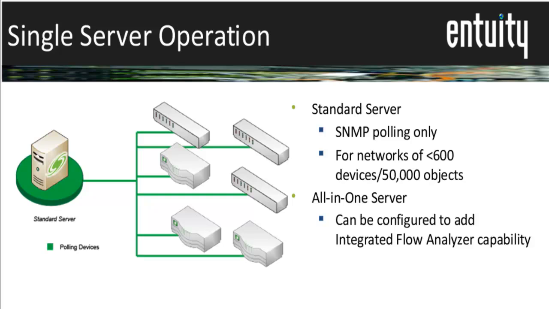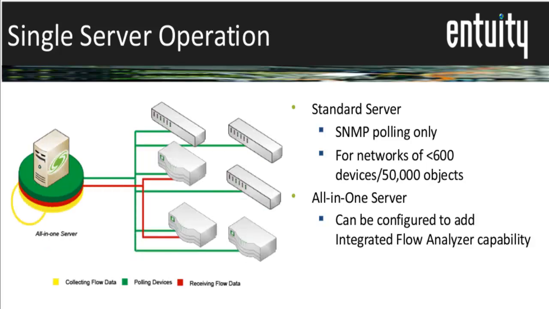That server would perform our standard network device monitoring, which the primary mechanism is SNMP polling. And that's for networks of less than 600 devices or 50,000 objects. And the definition of an object, as far as our software licensing goes: one device with a managed IP address consumes one object. Every virtual and physical port on the device consumes an object, and every VLAN consumes an object.